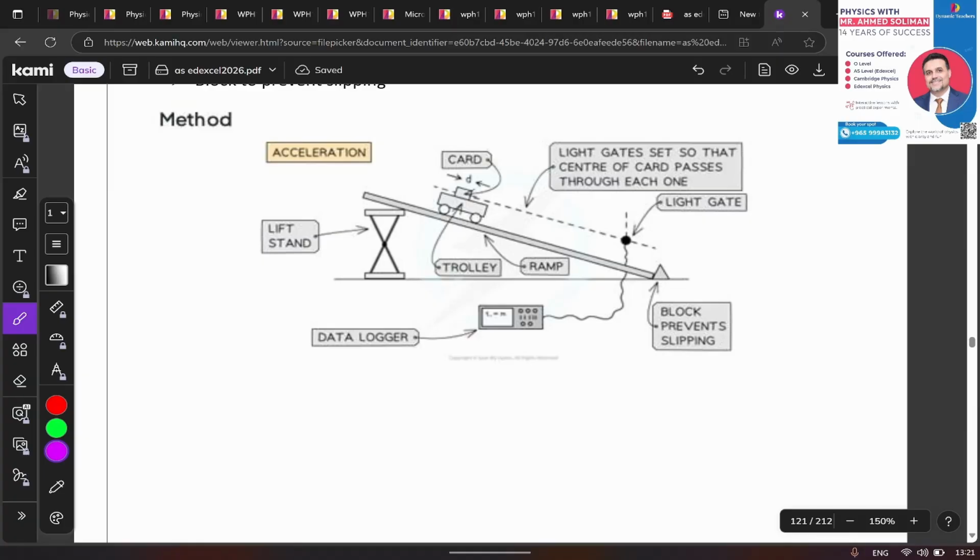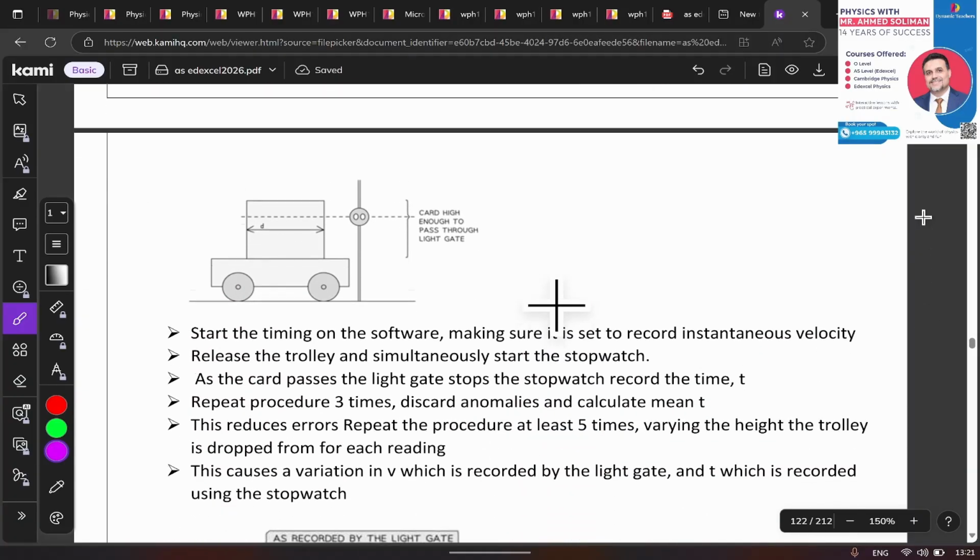Now the method: we have this trolley. It starts falling from this height. So it will move this distance. We can measure the velocity here. So now we have final velocity and we have time taken. So these are the steps.